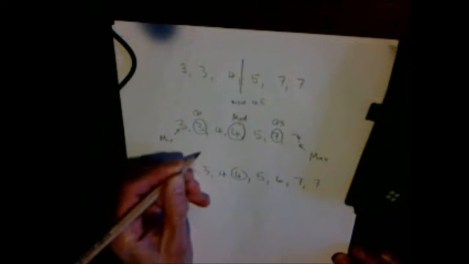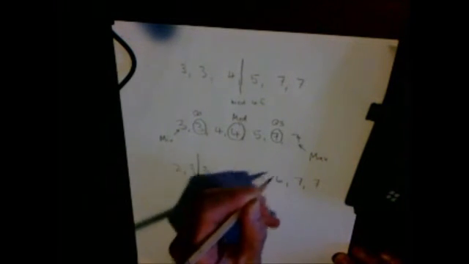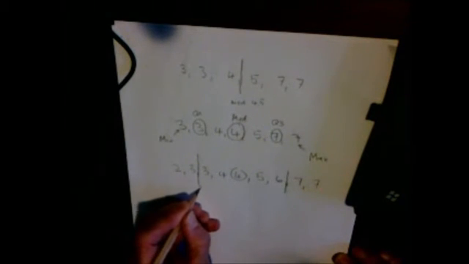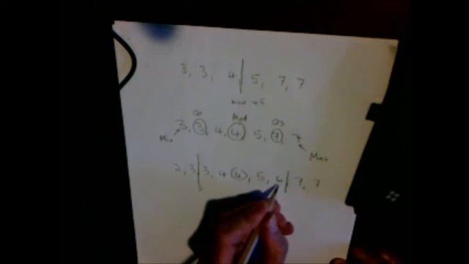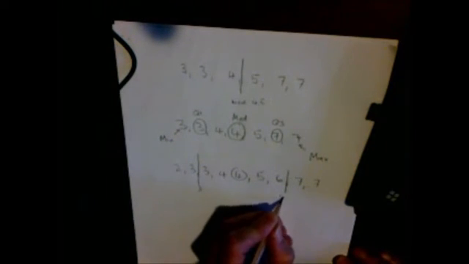To find my quartiles, they would have been halfway through the bottom, halfway through the top. So this quartile would have been 3, because halfway between 3 and 3 is 3. Halfway between 6 and 7 is 6.5. So it's slightly different if you have an odd number of data points or an even number of data points.